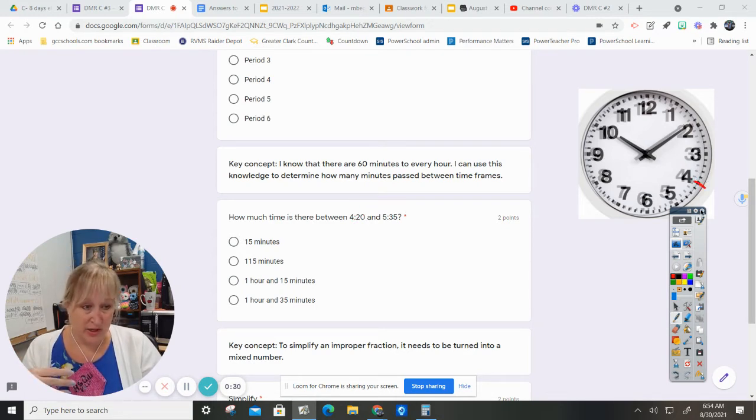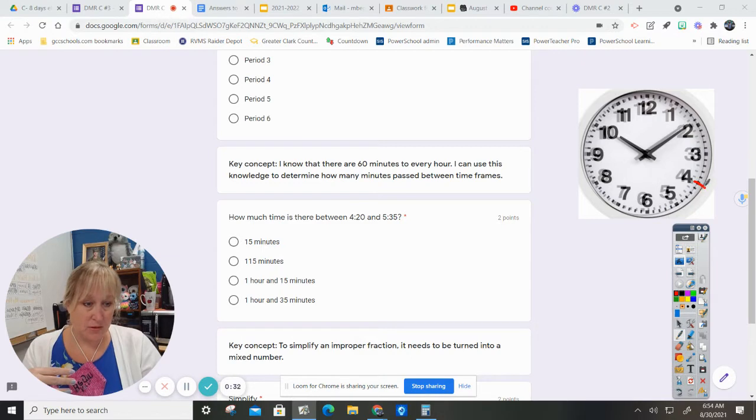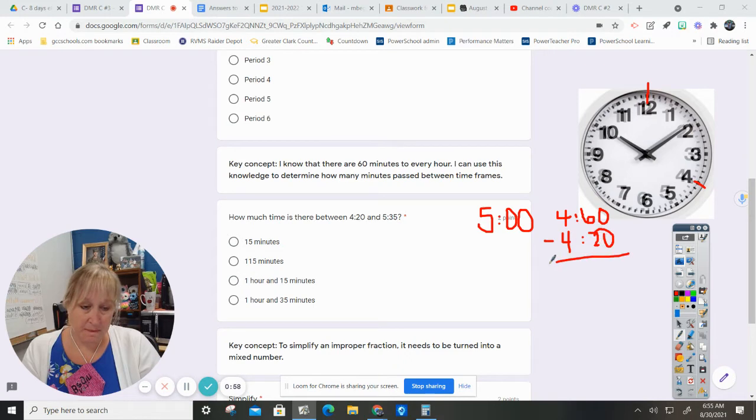So if I'm at 20, I need to get here, so I can count this way, or I could do what I did on previous. And if my first goal is to get to 5 o'clock, I'm going to write 5 o'clock as 4 with 60 minutes. That's still 5 o'clock. And I'm going to subtract my 4:20 minutes. And there's 40 minutes to get to 5 o'clock.